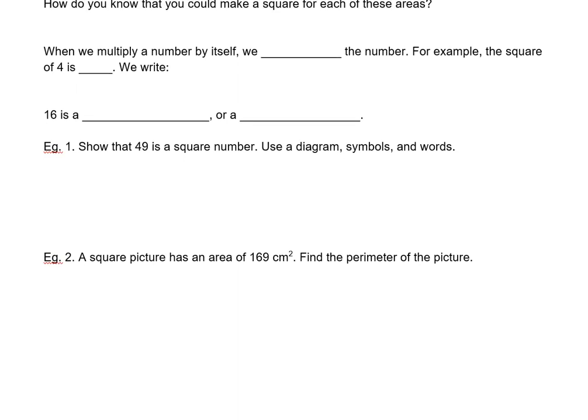Okay, going from here, when we multiply a number by itself, we square the number. By the way, please pause and do that before you go on. You can come back to the video after. For example, the square of 4 is 4 times 4, so 16. So we can write 4 times 4 is the same as 4 squared. We write a little 2 up there, which is 16. So 16 is a perfect square.